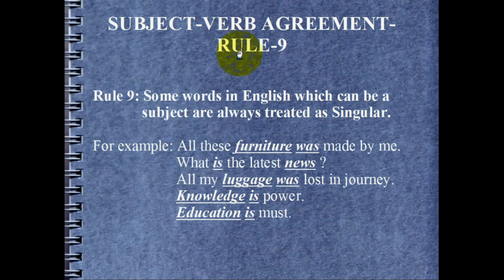And the ninth and the most important rule of subject and verb agreement is some words in English which can be a subject are always treated as singular. For example, news is singular. What is the latest news? The latest news is that. All this furniture was made by me. Furniture is treated as singular here, though there are many pieces.